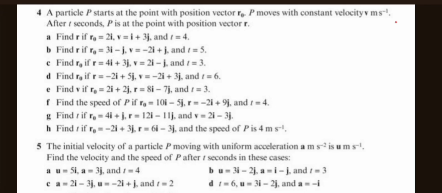So question 4, a particle P starts at the point with position vector r0. P moves with constant velocity v meter per second. After t seconds, P is at the point with position vector r. So let's do number J. Find t if r naught equals 4i plus j, r equals 12i minus 11j, and v equals 2i minus 3j.